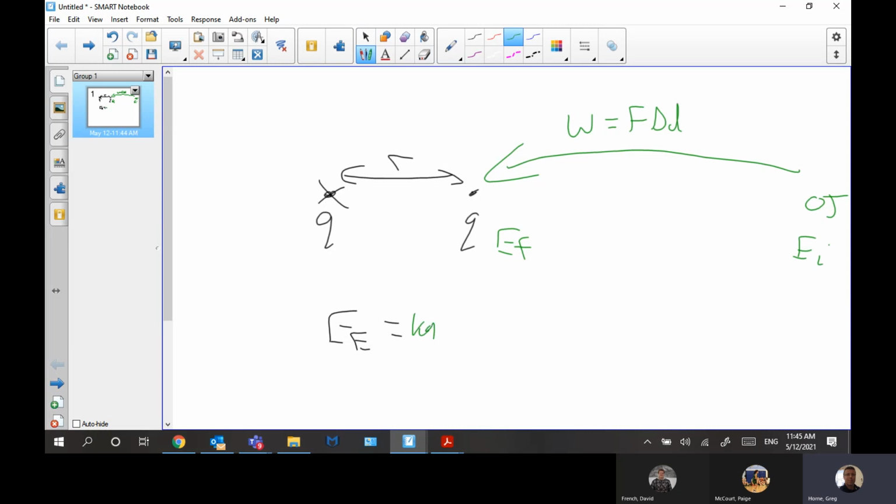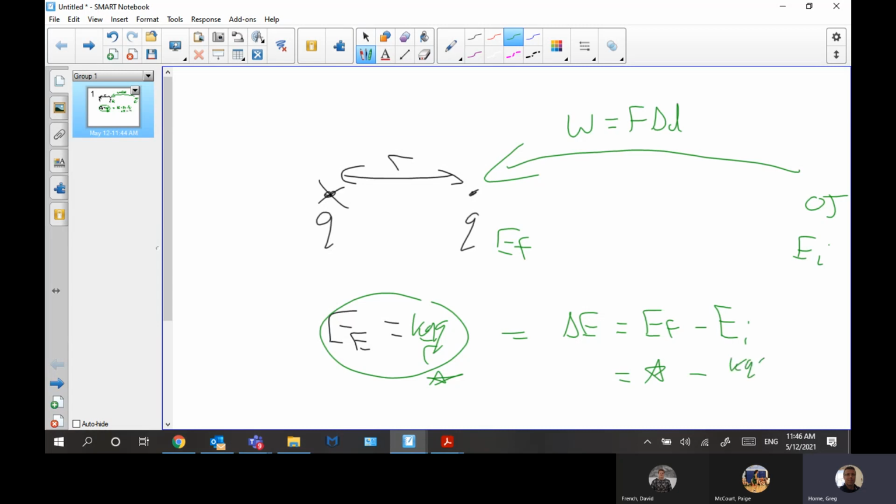And this KQQ over R on its own would be equivalent to asking what's the change in the energy here? We'd have E final minus E initial, and it would work out to be this thing literally. So I'm going to put a star here, and then subtract this one, KQQ over infinity, which of course just becomes zero. So the energy that you get by moving from an infinite distance away to the location is embedded in this equation itself. It really does mean the energy it has in comparison to when they're an infinite distance apart. Does that help?